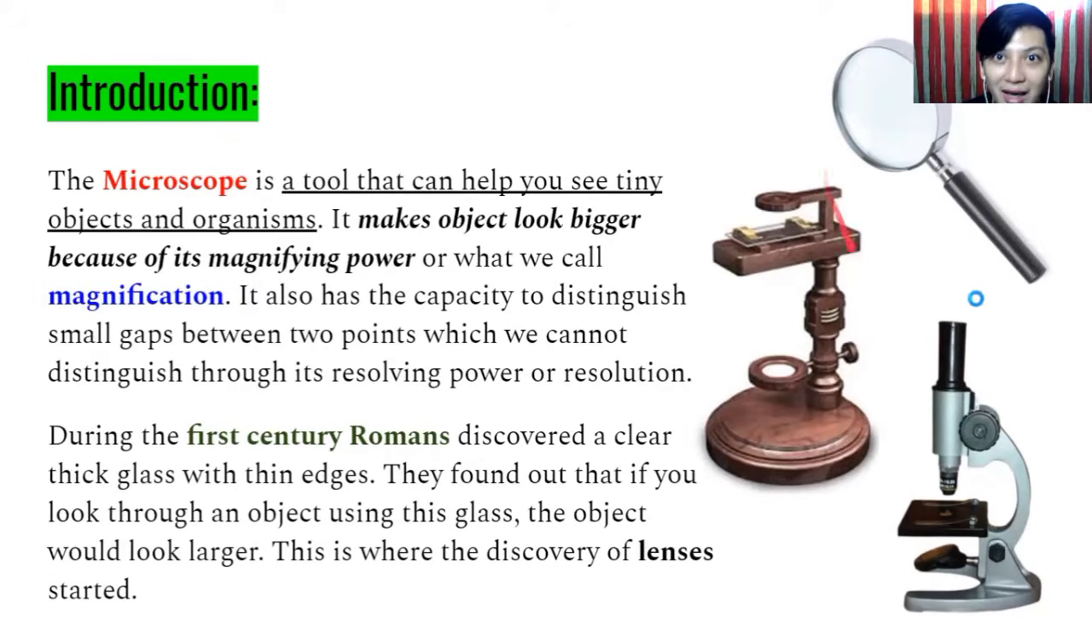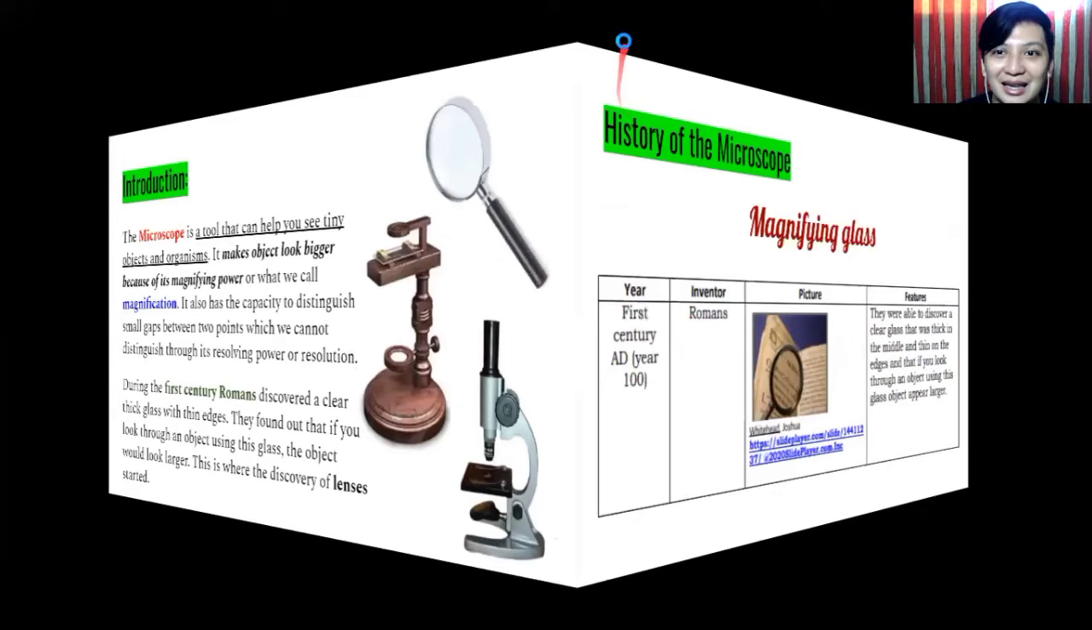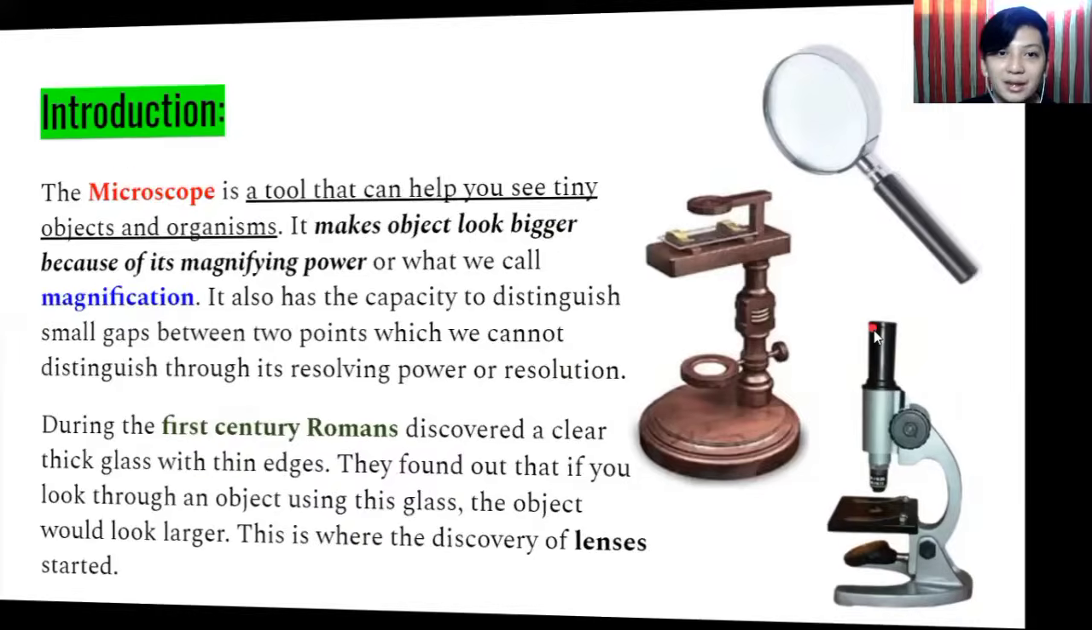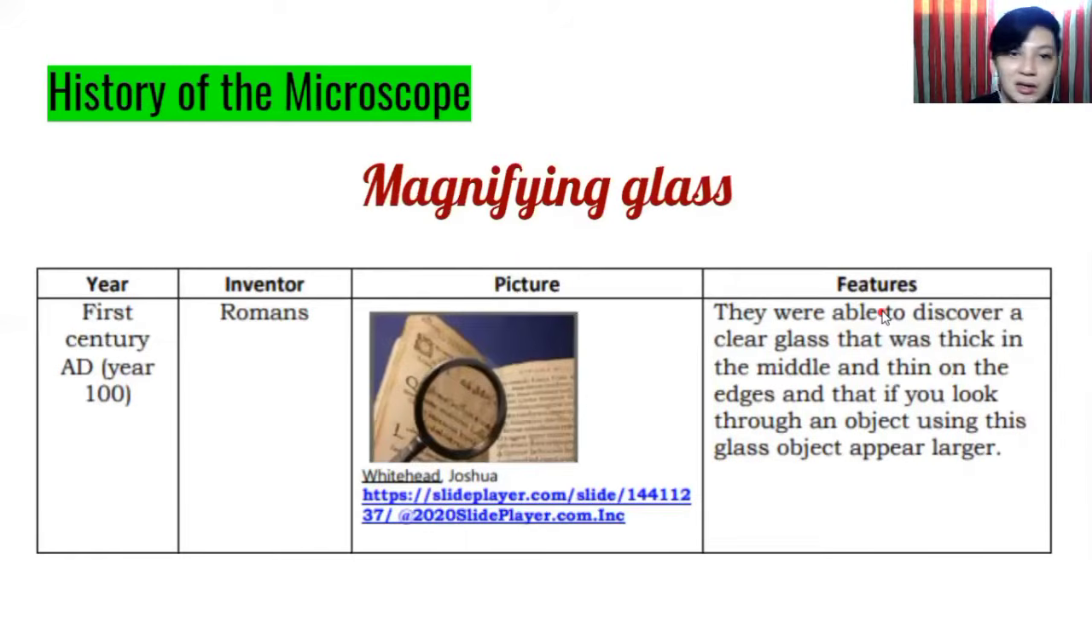Basically, that is when the magnifying glass started to be used. Okay. So these are examples of the earliest microscope that they used, using a simple magnifying lens. And it all started in a magnifying glass. So the year is in the 1st century AD, year 100. The inventors are the Romans. So this is what it looks like.